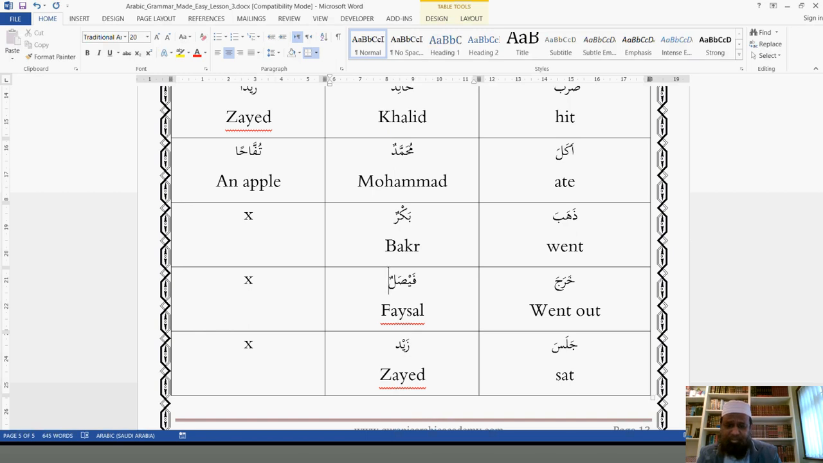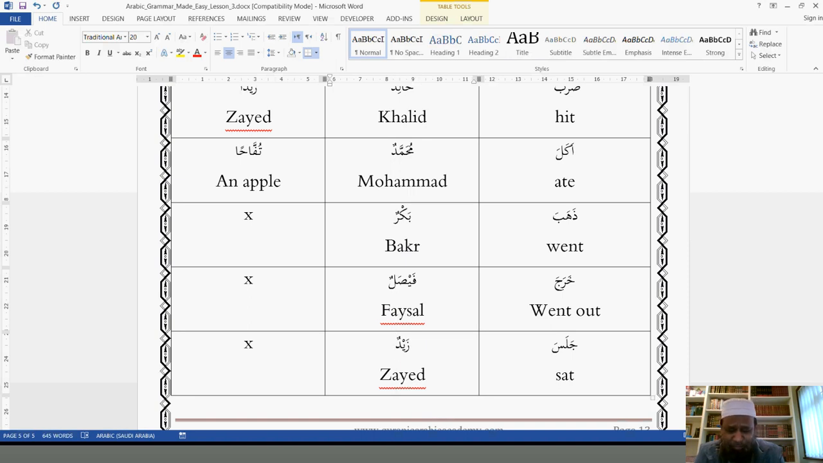Next, Faisal went out. So dhahaba means to go, past tense went. Kharaja means to go out, past tense went out. Jalasa means to sit, past tense sat. Who sat? Zaid is the doer. Zaidun.